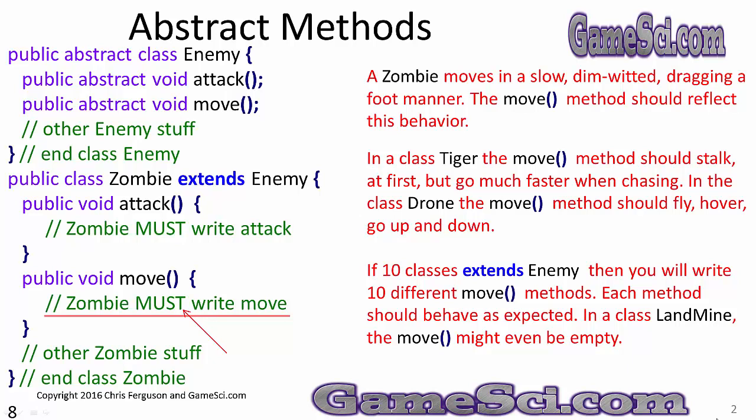If you built a class landmine that extends enemy, then the move method might even be empty. Landmines just sit there. They don't change their position. So it is perfectly legitimate if I wrote a class landmine to have a move method that was absolutely empty, did nothing at all, because I don't want that landmine to move. Again, the most important thing is for the child objects to behave like the thing they represent. A tiger object should move like a tiger. A zombie object should move like a zombie. And a drone object should move like a drone.